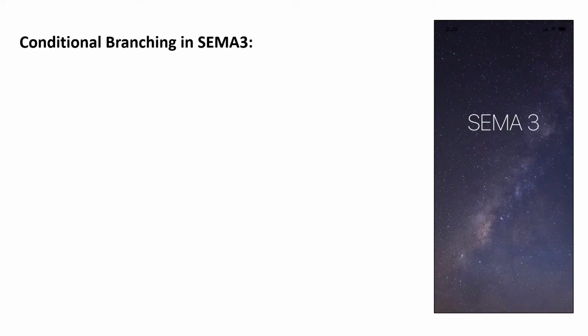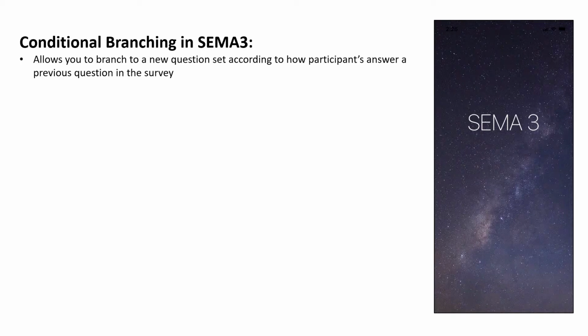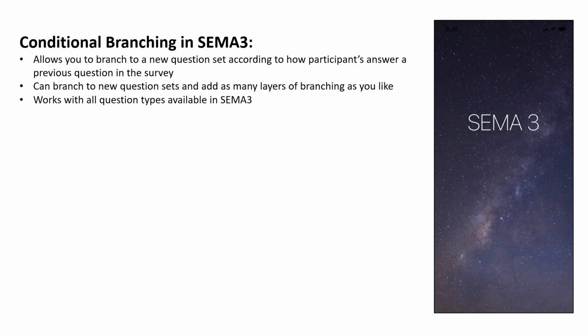When designing your survey in CIMA, you'll also be able to add in some conditional branching. Conditional branching allows you to branch to a new question set according to how the participant answers a previous question within the survey. You can branch to new question sets and add as many layers of branching as you like to a survey. Branching also works with all different types of questions available in CIMA 3.